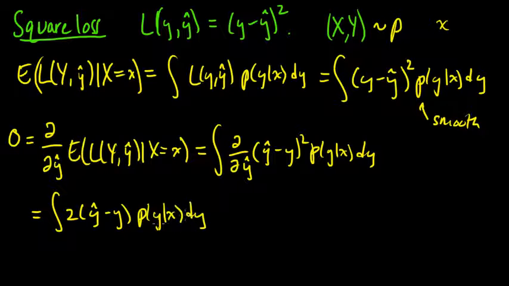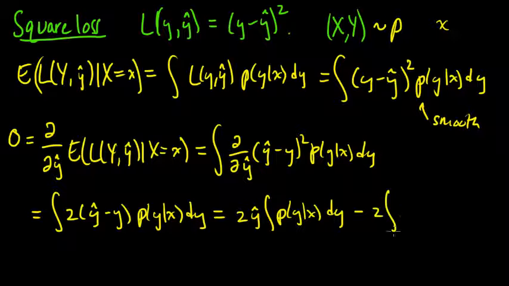P of y given x. It doesn't depend on y hat, so we're good. And now what happens? Let's expand this out. So y hat is a constant, so we can pull it out, minus 2 times y, p of y given x, dy.